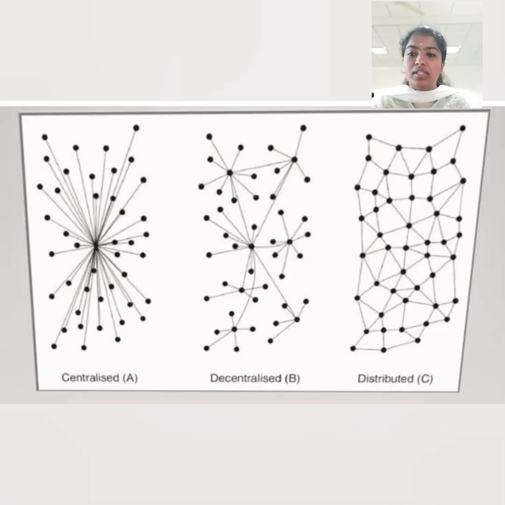And here the images of centralized A, decentralized B and distributed C are given.